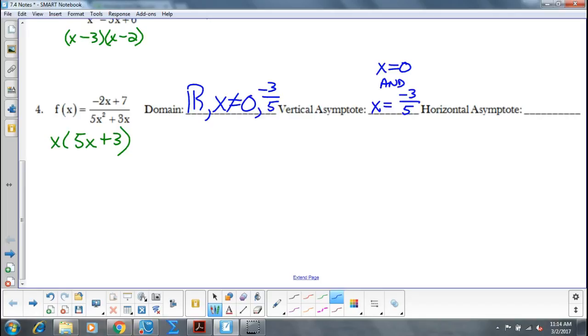Horizontal asymptote in this one, right? Y equals 0. Degree of the top is 1. Degree of the bottom is 2. So we're back into a bottom-bigger case. Okay? Questions on that?